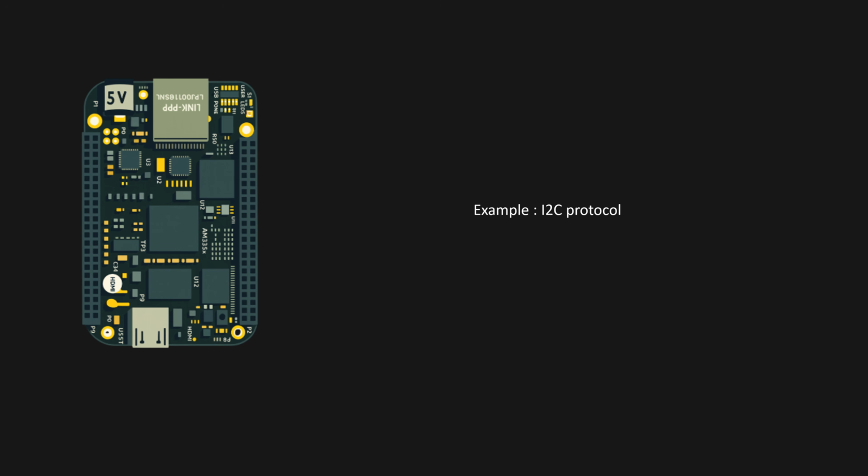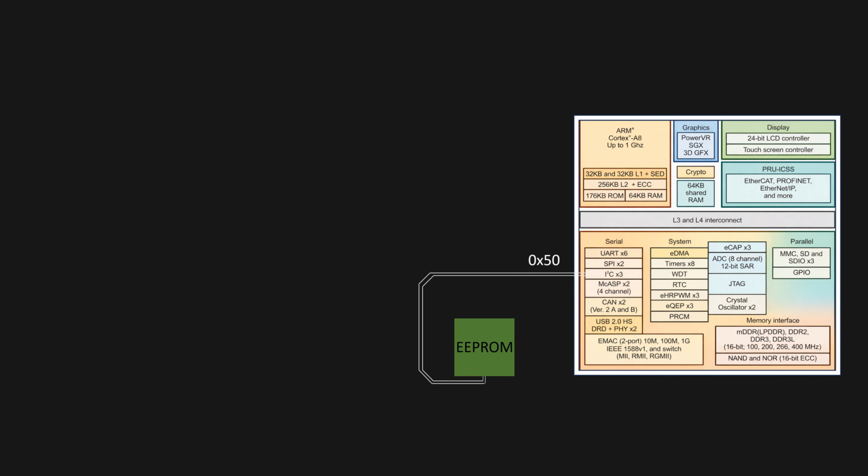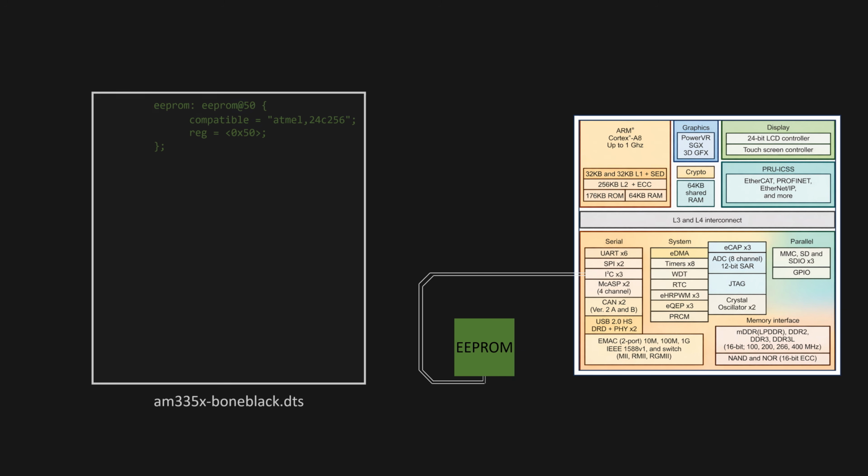The I2C protocol relies on a master-slave communication model. Here, the slave is an Atmel EEPROM, and the master is the I2C controller. Let's say that the EEPROM is attached at slave address 0x50 on the I2C controller. Inside the device tree source file, the Linux engineer describes it as a node. The compatible field is very important. It provides hardware information, vendor, model. This property is used during the driver matching process.